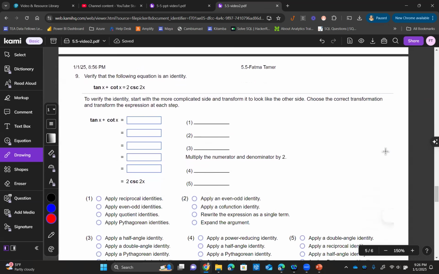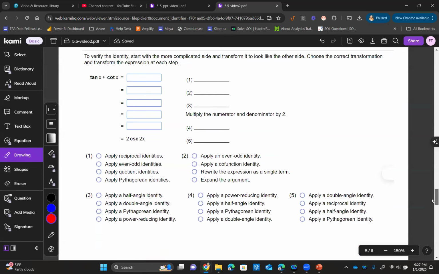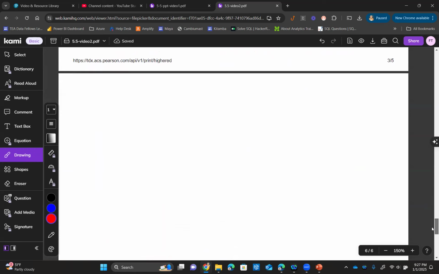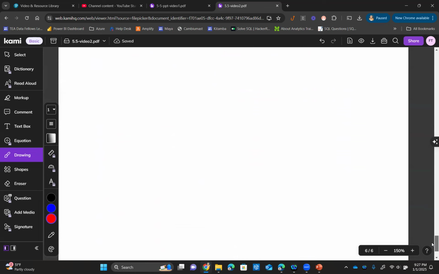For number 9, it's more simplification and verification. The purpose for this question is so you recognize that tangent of x can be expressed as sine x over cos x, which is called the quotient identity. And then you can just add them up. If you try these questions, you will find the reasons for each change. This will finalize our section 5.5.